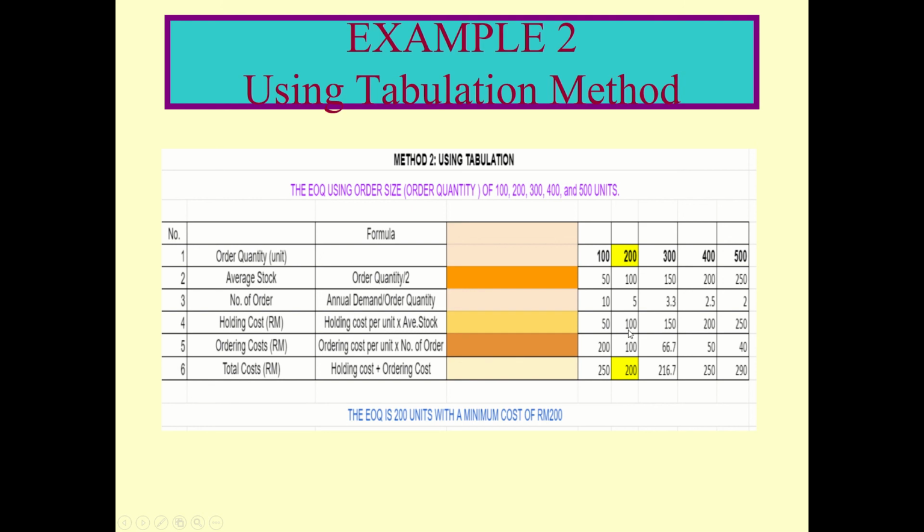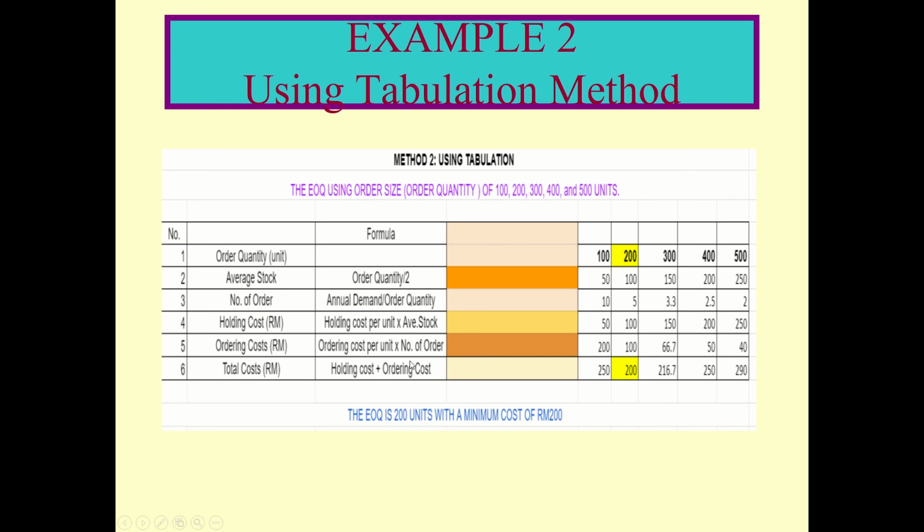And then holding cost for average stock 100, so 1 ringgit times 100. This one is 1 ringgit times 150. For the fourth one, 1 ringgit times 200, and the last one, 1 ringgit times 250. Therefore, the answer is 250.